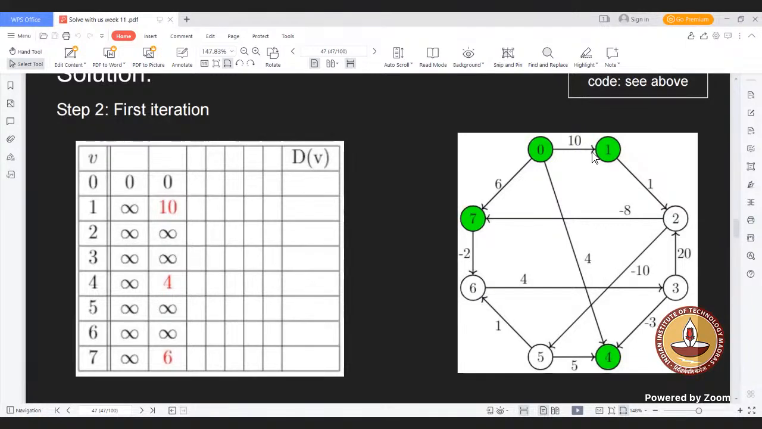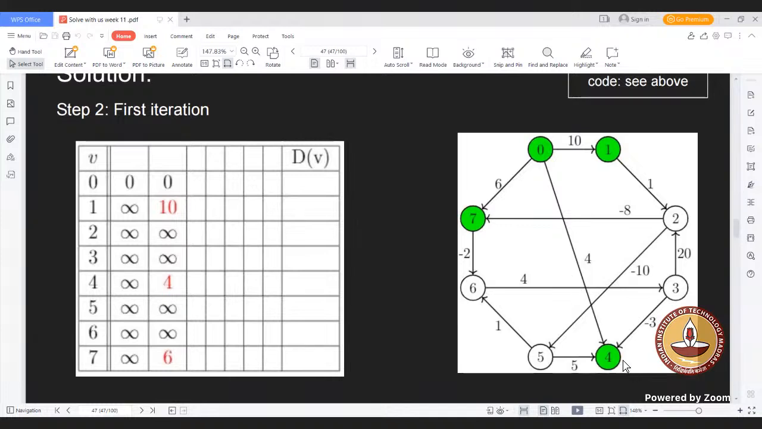From 1 where can we go? To 2, at distance 1. Since this is 10, 0 to 2 would be 10 plus 1, which is 11. Here there will be 11. From 1, we can't go anywhere else, we can just go to 2, correct? So the change would be this 11.